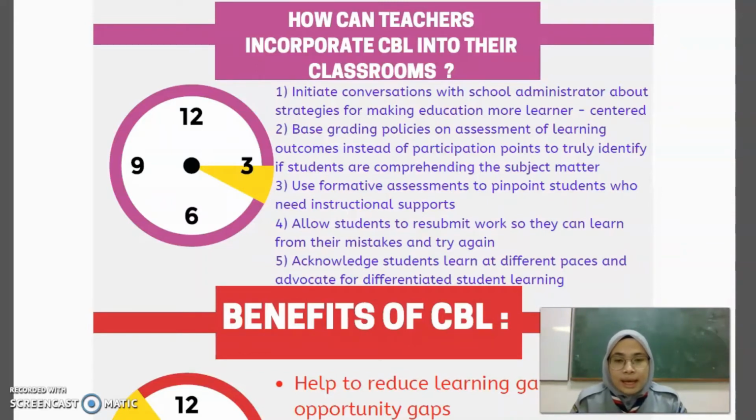Okay, last, acknowledge students learn at different paces, and advocate for differentiated student learning.